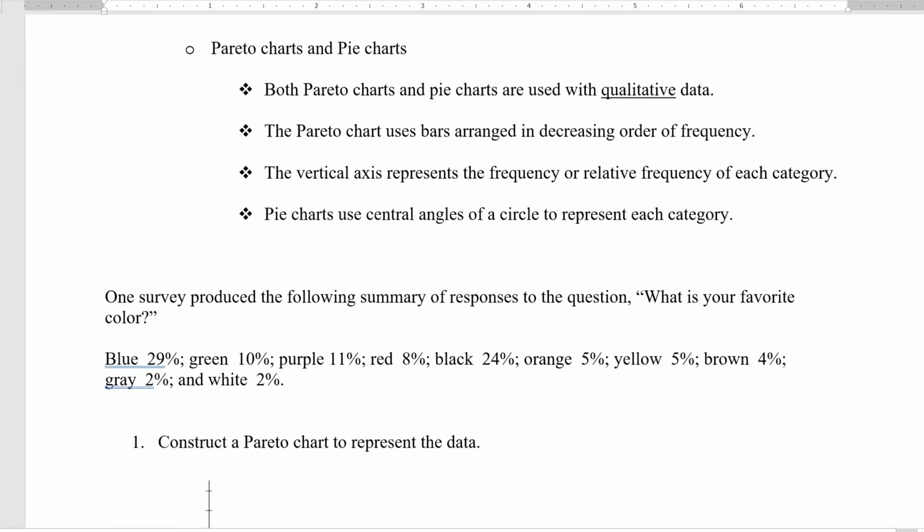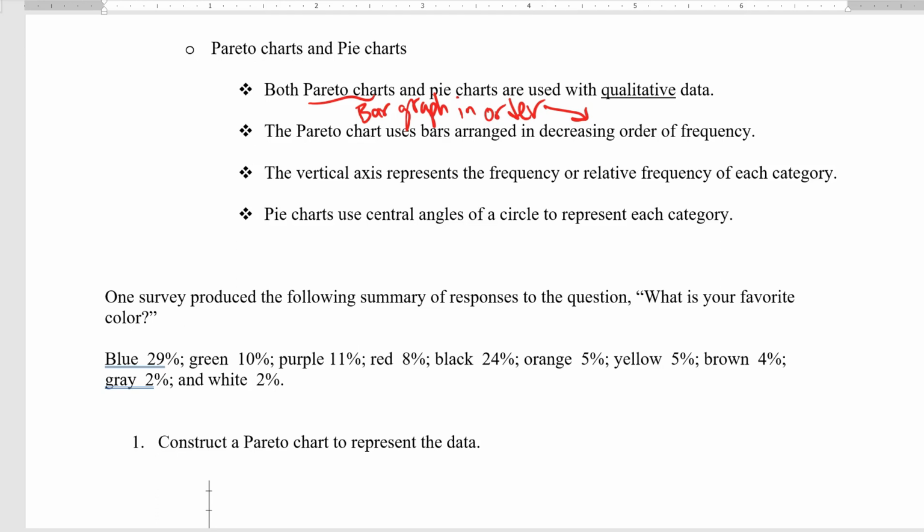The next thing we're going to do is a Pareto and a pie chart. The Pareto, I don't really use these much, but basically it's a bar graph. Specifically, it's a bar graph arranged in order from the lowest to the highest frequency. We only use this with qualitative data, because histograms were for quantitative data.